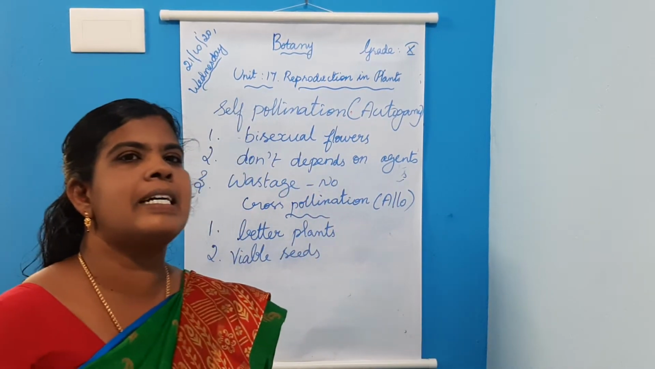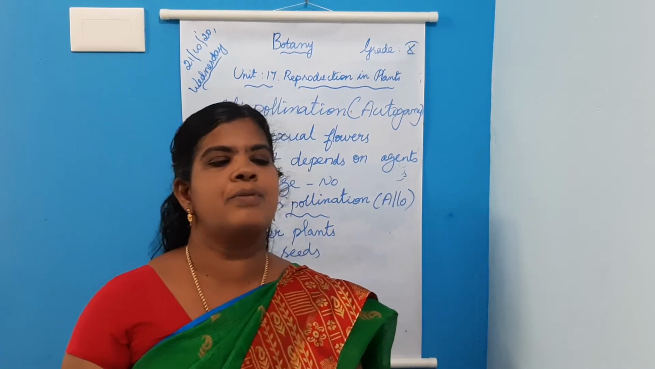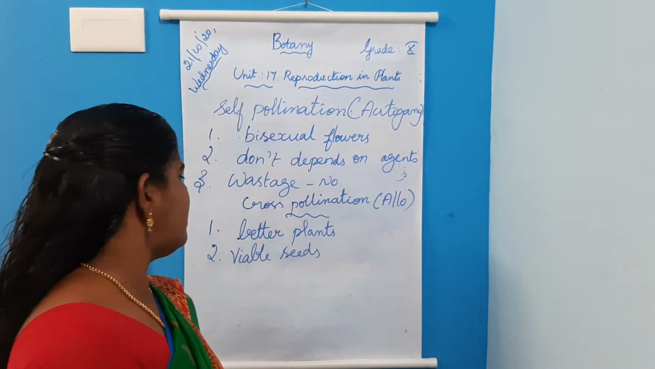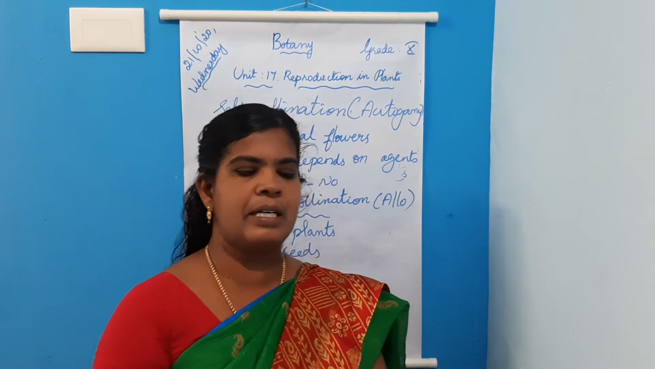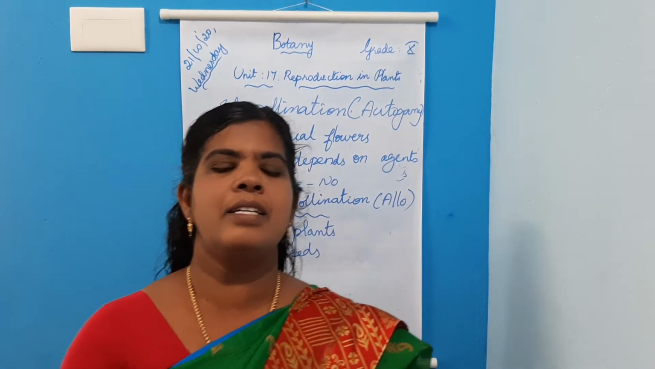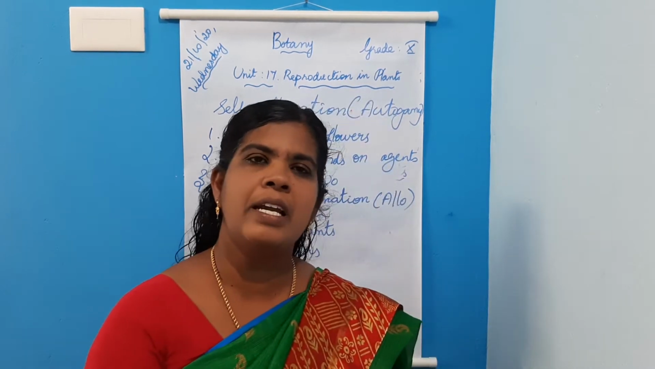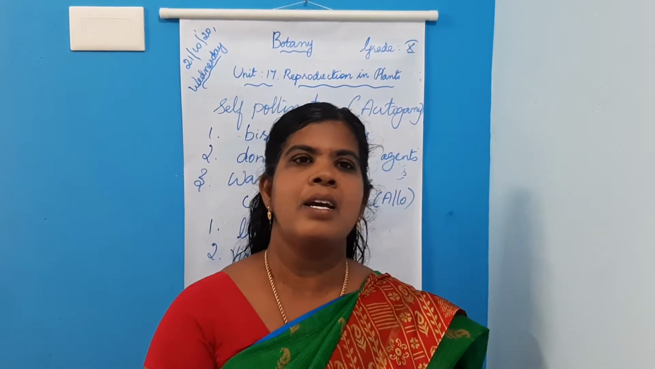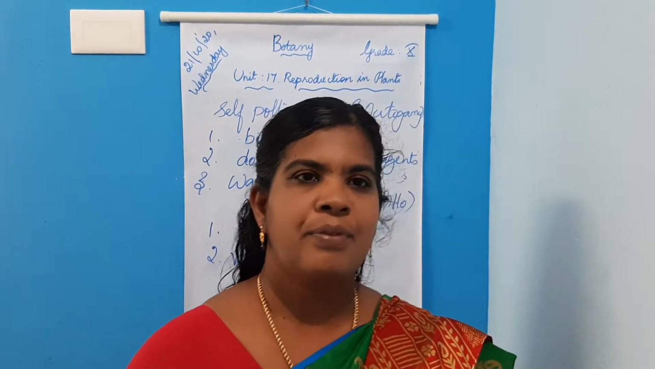In cross-pollination, the flowers depend on agencies for pollination. Now, these are the disadvantages of cross-pollination. What is the first one? The first disadvantage is that pollination may fail due to distance barrier. Cross-pollination may fail due to distance barrier.